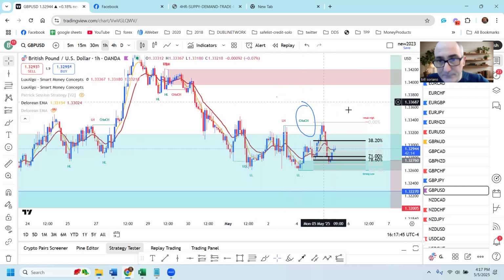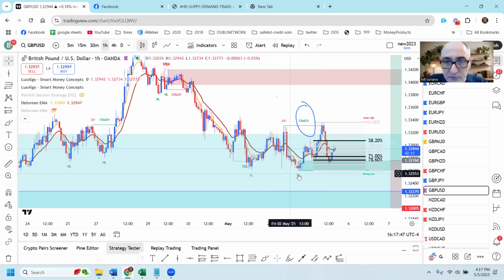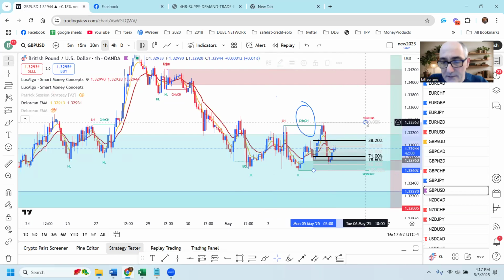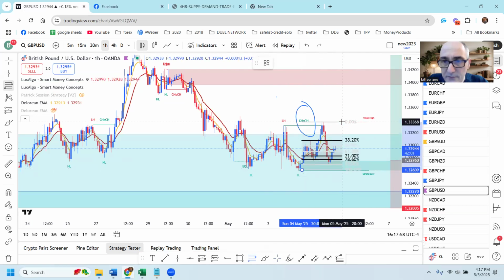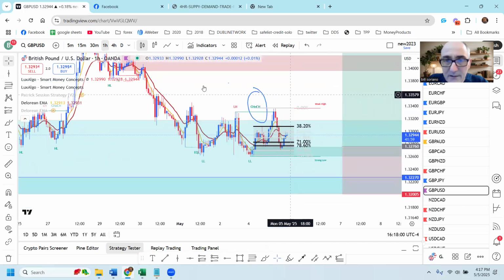Get rid of that. Okay, we use this low right here. We drew our fib from there to there, right? Let me just show you what it looks like. I grab the fib tool right here on the 1 hour. I go from this low to this high, right? Now I go back to the 4 hour.